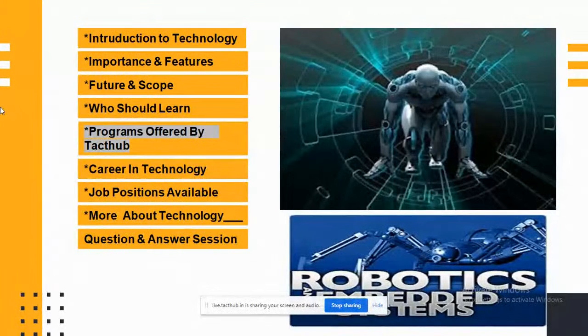Then programs offered by Tech Hub and the Robotics Society, Miranda House, University of Delhi, to shape up your career in this upcoming and promising field. Then career in technology, job positions available, more about technology. And yes, of course, after going through this, there will be a lot of questions. I will try my best to answer within short.